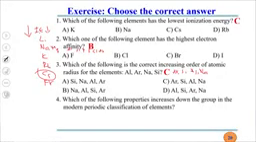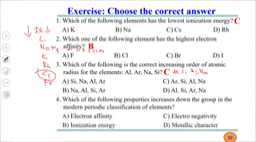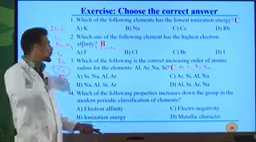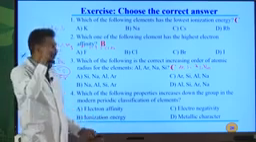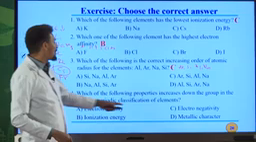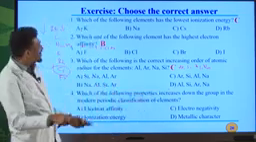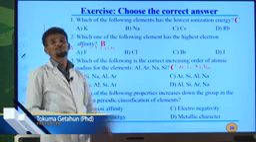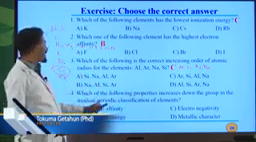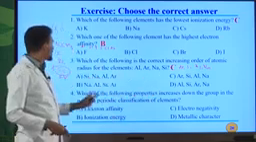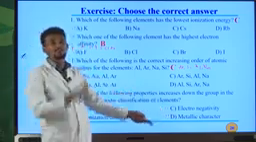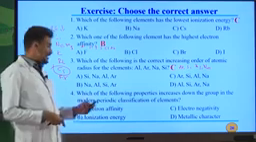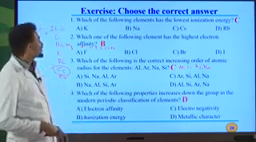Okay, question number 4. Which of the following properties increases down the group in the modern periodic classification of the elements? I already told you that electron affinity decreases down the group from top to bottom, but increases from left to right across the period. Ionization energy decreases down the group, but increases from left to right across the period. Electronegativity also decreases down the group, but increases from left to right across the period. But this question asks which property increases down the group. Down the group metallic character increases, but from left to right metallic character decreases. So D is the correct answer for this question.